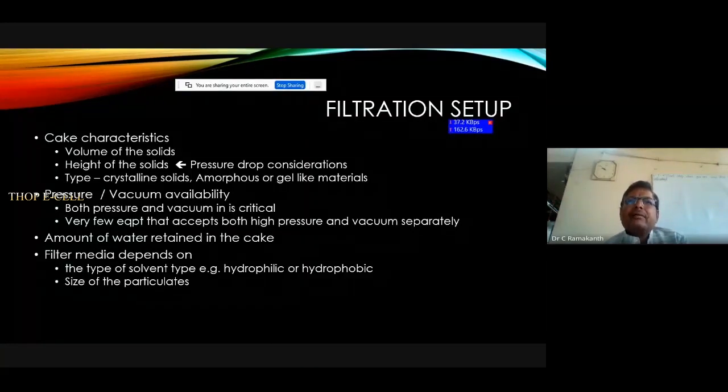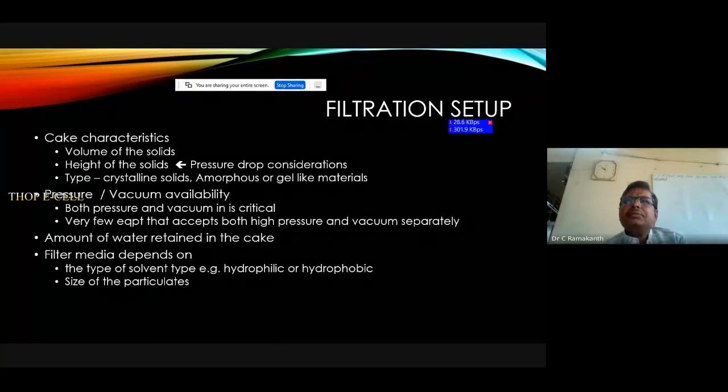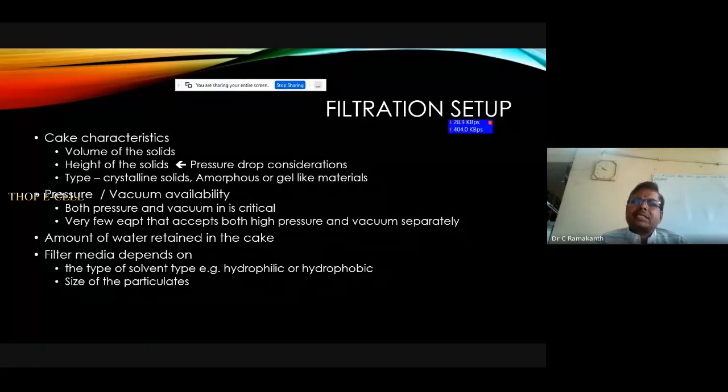So in the API industry, after every stage, we typically separate out the solids and liquids, and improve the purity of the substance before it goes to the next stage. That's where a lot of filtration operations are seen in the API and pesticide industry also.